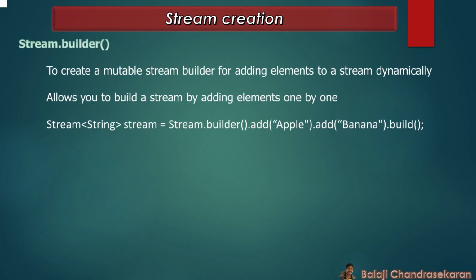The Stream.builder method in Java is used to create a mutable stream builder for adding elements to a stream dynamically. It allows you to build a stream by adding the elements one by one and then finally build the stream. It is particularly useful when you want to create a stream and add elements to it dynamically, especially when the number of elements is not known in advance. It provides a flexible way to construct streams with a fluent and concise syntax.